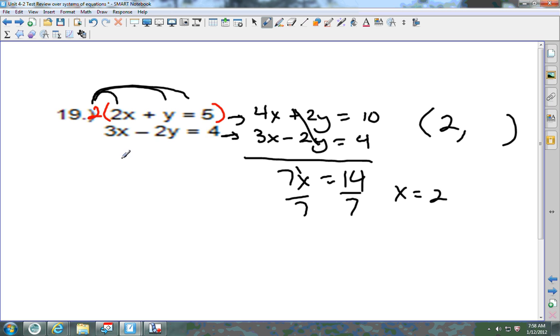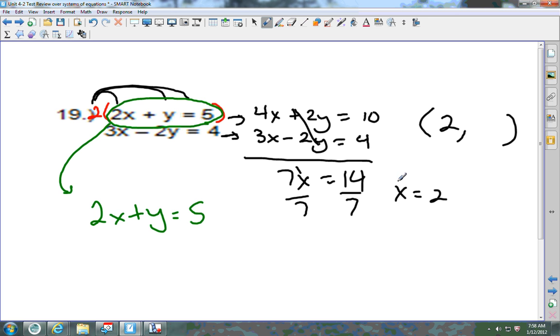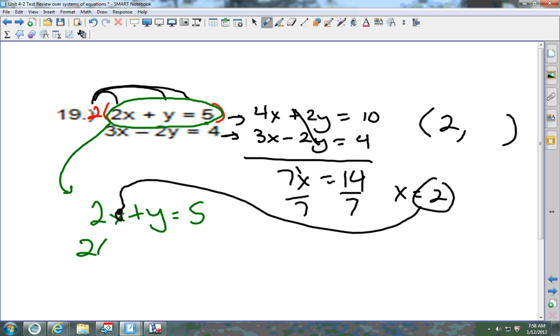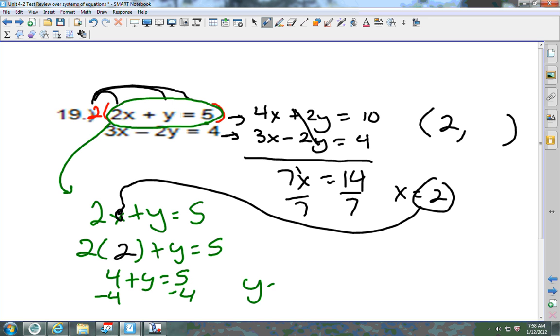So now, choose one of the two equations. I'm going to choose this one here, just because it doesn't have any negatives, but you could use the other one again. Okay, so now x is 2. I'm going to take this 2 and put it in here. I have 2 times 2 plus y equals 5. 4 plus y equals 5. Subtract 4 from each side. Y equals 1.